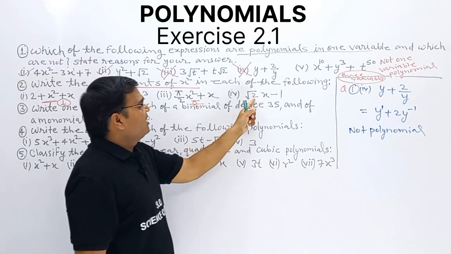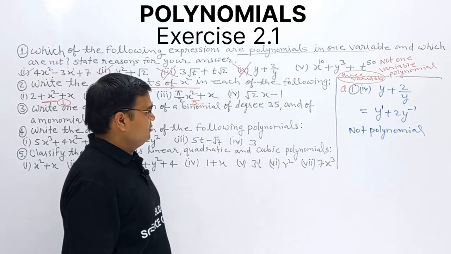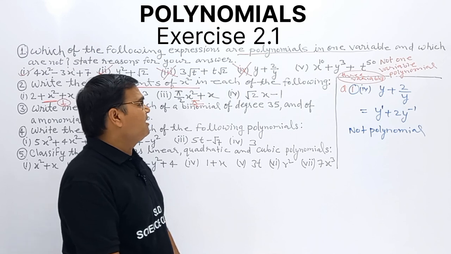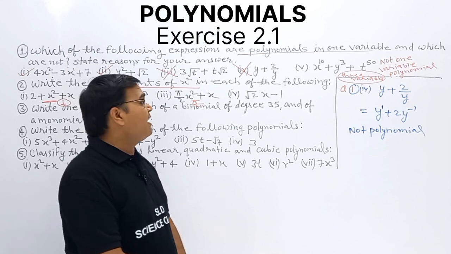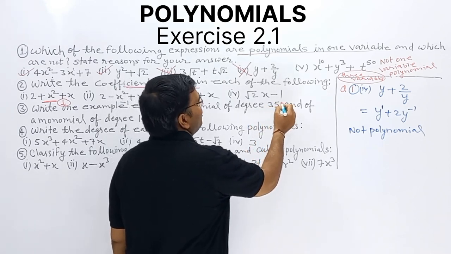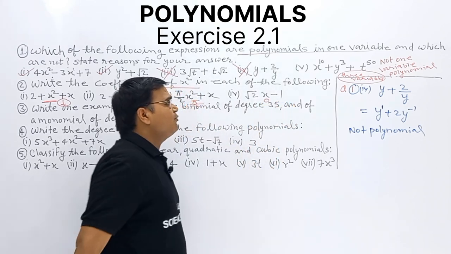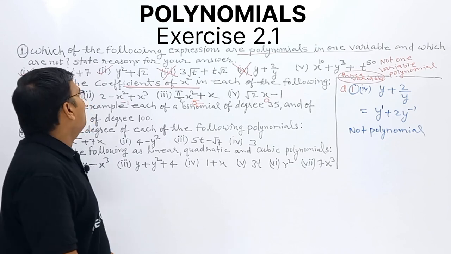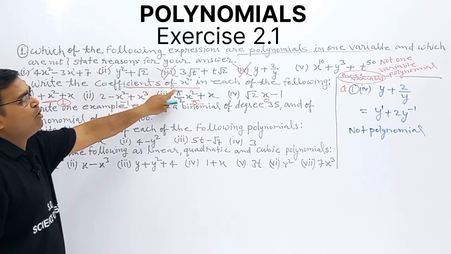Now next one, in which we are having x coefficient only. We are not having x square term. So x square coefficient will be what? 0. So what? Observe. Write the coefficient of x square.